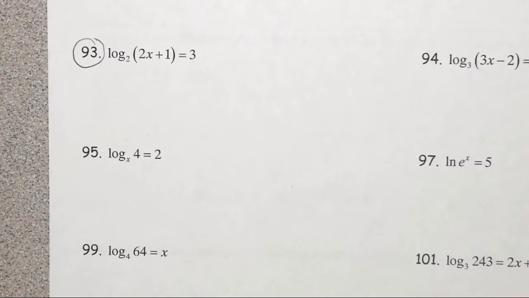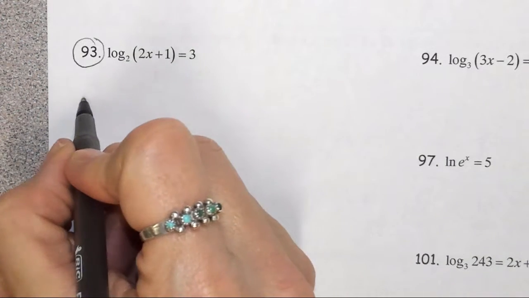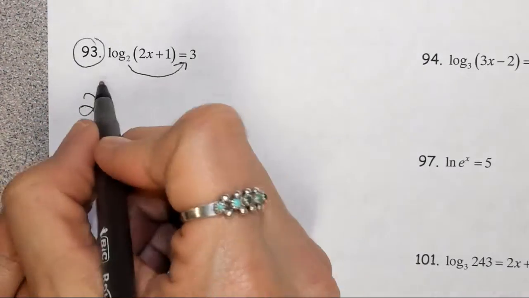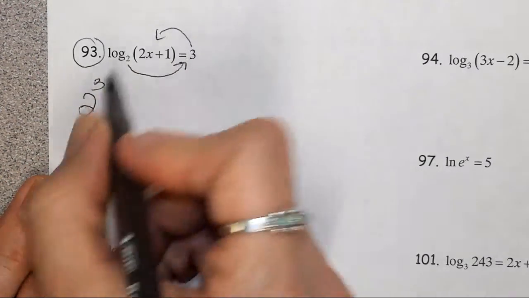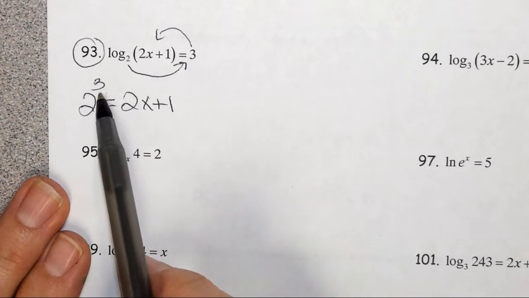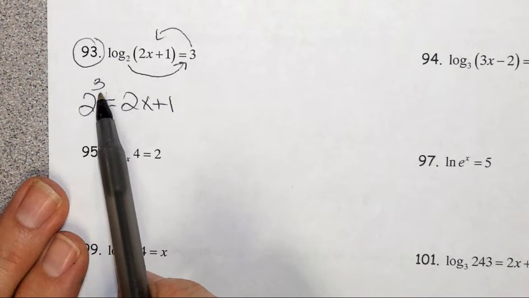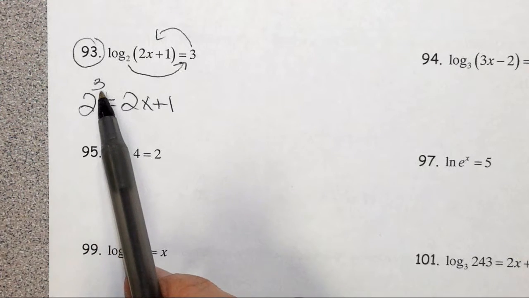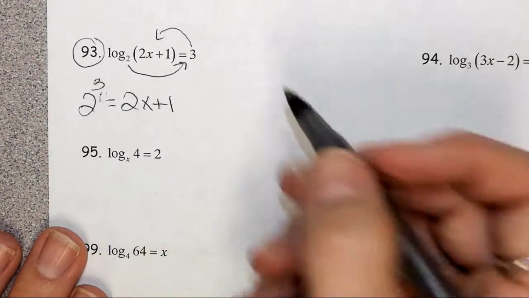It's a log equation, so I'm going to try to change it to an exponential. What's my base? 2. And we're going to log roll, so it's going to be 2 to the what? 3 equals what? Okay. Is this an exponential equation? No, because that's a 3, not an x. So I can just solve it like normal. What is 2 to the third? 8.